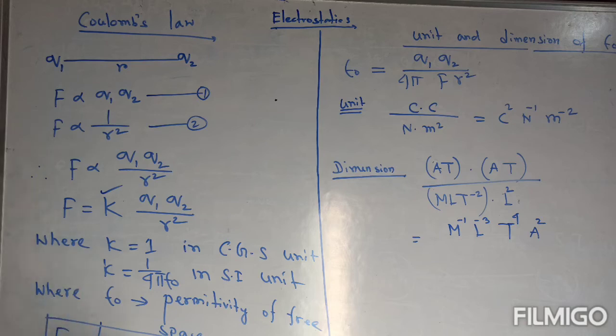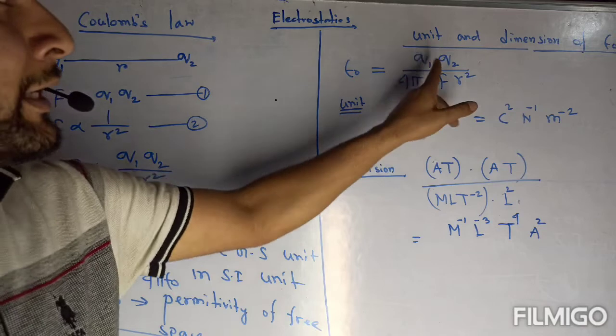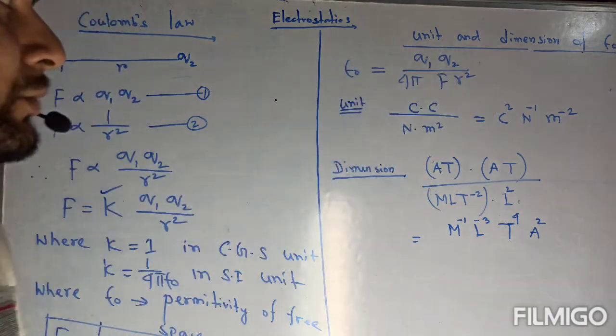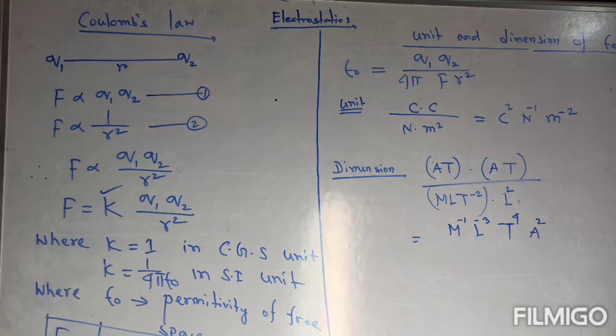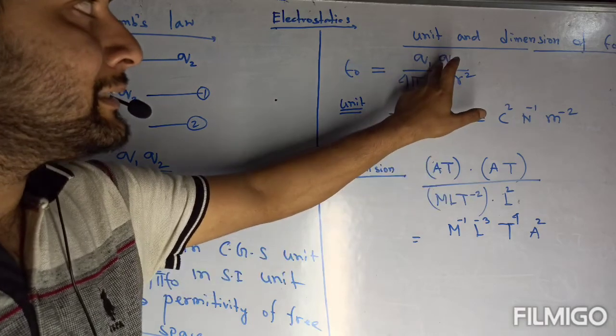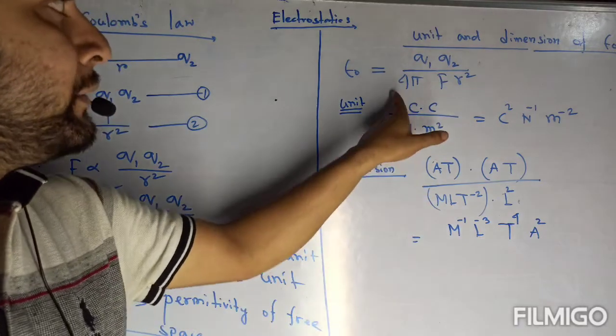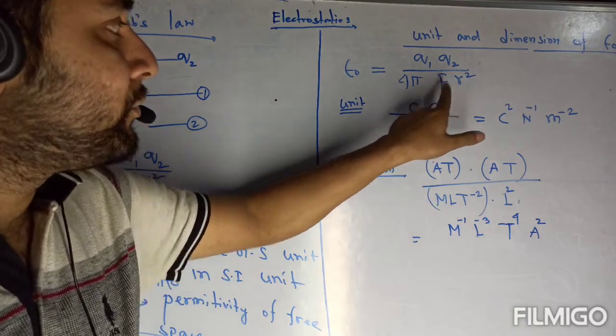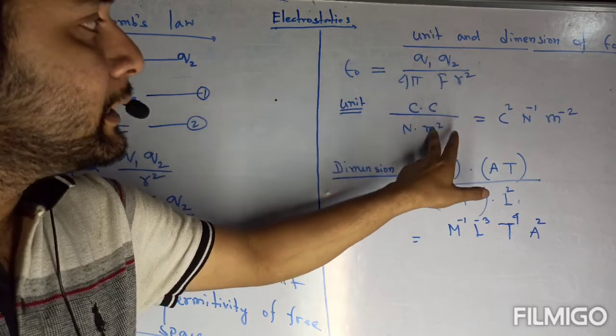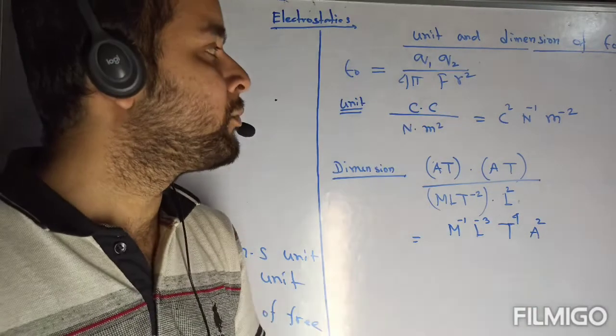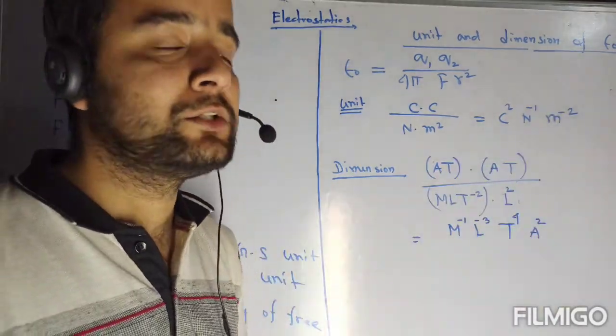Now if I want to find out the unit and dimension of epsilon naught, what will be the unit of epsilon naught? From this equation we can directly write epsilon naught as Q1 Q2 by 4 pi F r square. At first we will find the unit, then we can find the dimension. What is the unit of charge? The unit of charge is Coulomb in the SI system. So Coulomb into Coulomb. The unit of force is Newton and the unit of distance is meter, so meter square. The complete unit will be Coulomb square Newton inverse meter to the power minus 2.